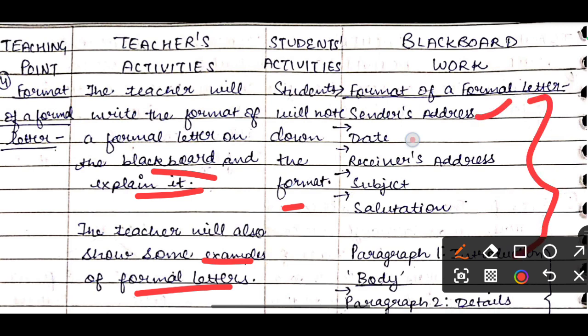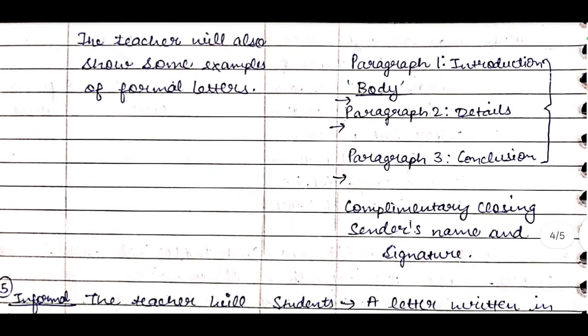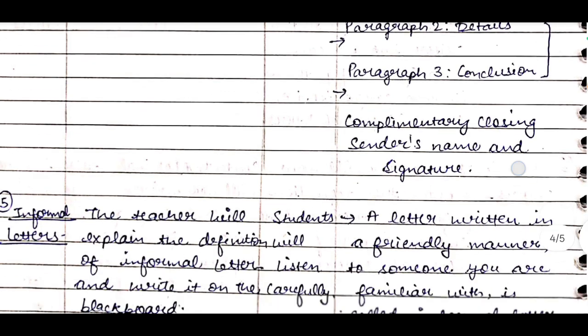Sender's address, then leave a line. This arrow means leave a line. You can also write it over here to be more specific. Then we'll write date, then receiver's address, subject, salutation, then paragraph 1, which includes introduction, paragraph 2, which includes details, paragraph 3, which includes conclusion, and this is the body of the letter. And then we'll write the complimentary closing and then sender's name and signature. Okay, this is the format of a formal letter.